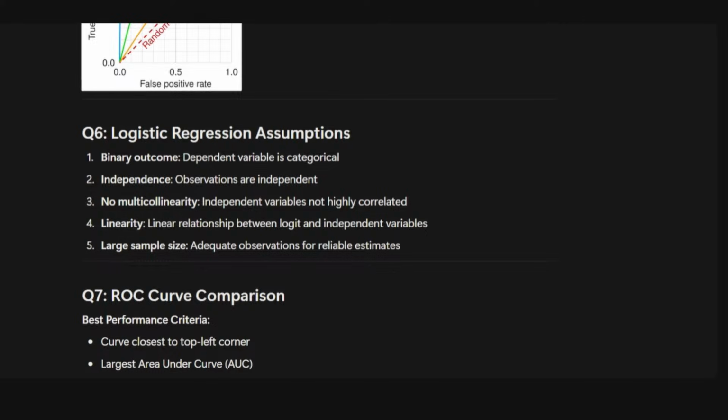Next is your large sample size. Again, logistic regression works really well with a large sample size, a large data set, because it deals with your sigmoid function. So these 5 points will score you your 6 marks.